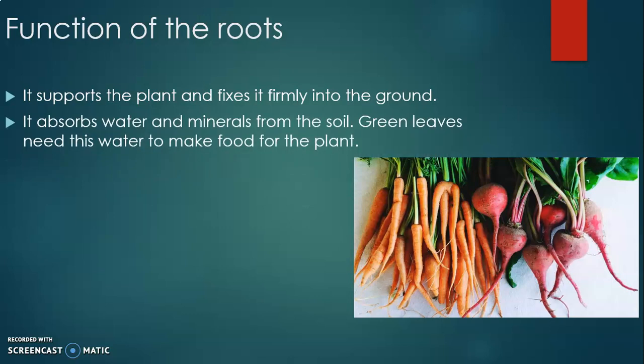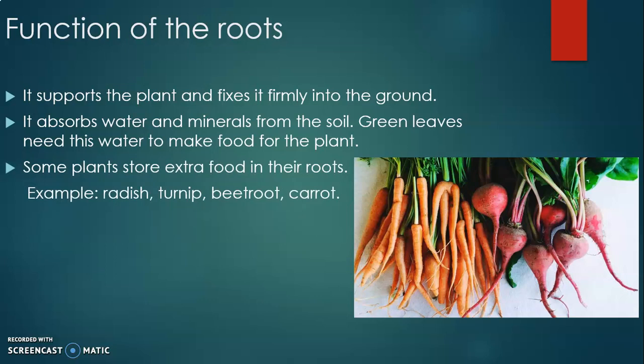It absorbs water and minerals from the soil, and green leaves need this water to make food for the plant. As we all know, we water the plant, and the water gets absorbed in the soil, and from there the roots absorb the water and the minerals and transfer them to different parts of the plant.